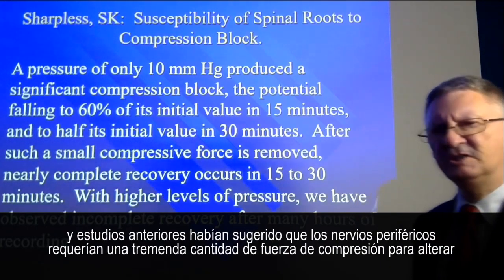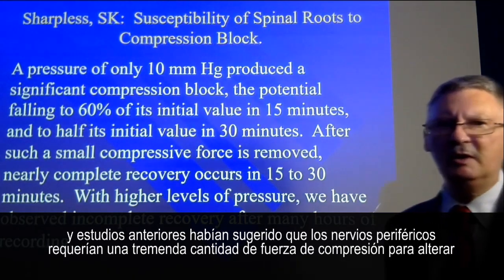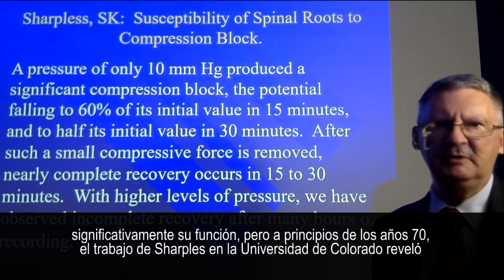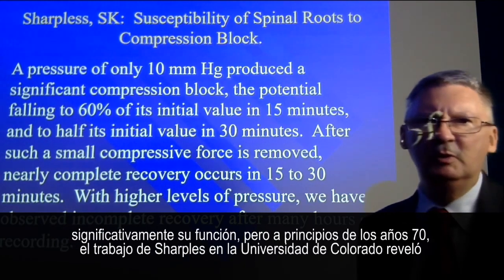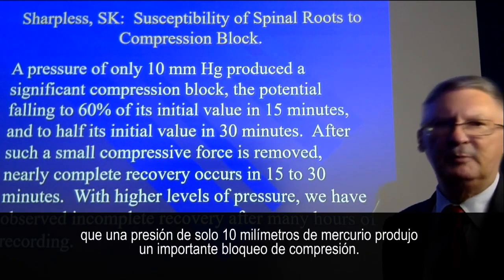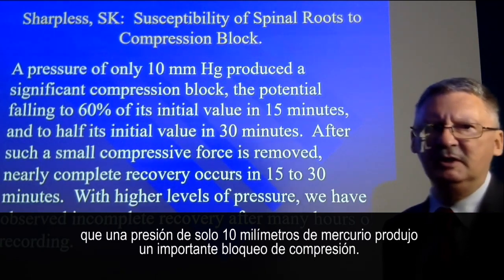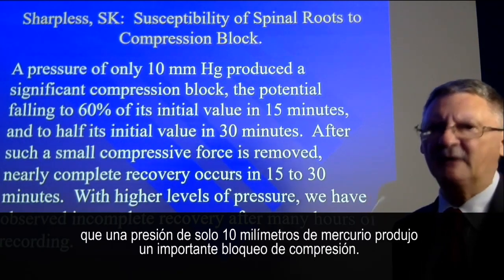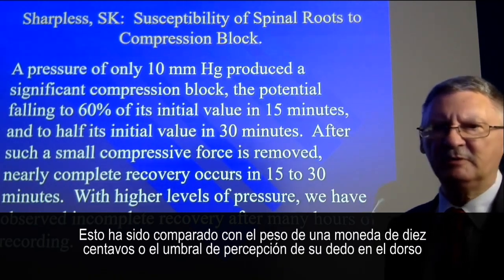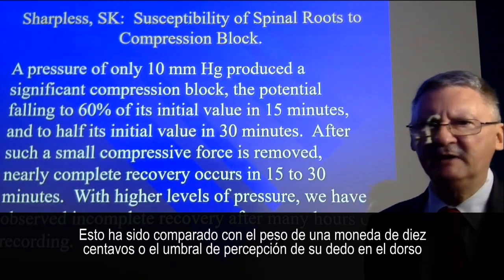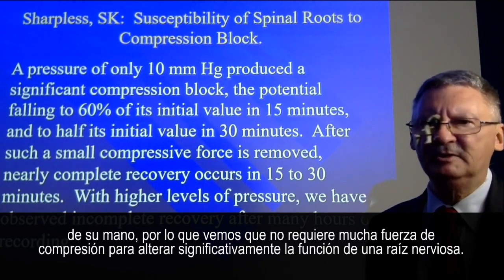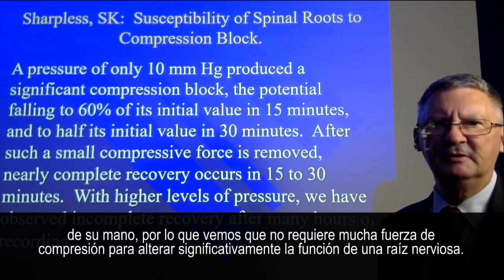Earlier studies had suggested that peripheral nerves required a tremendous amount of compressive force to significantly alter their function. But in the early 70s, the work of Sharpless at the University of Colorado revealed that a pressure of only 10 millimeters of mercury produced a significant compression block. This has been likened to the weight of a dime, or the threshold of perception of your finger on the back of your hand. So we see that it doesn't take very much compressive force at all to significantly alter the function of a nerve root.